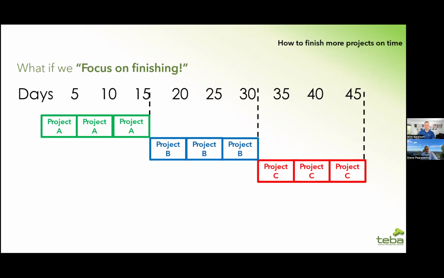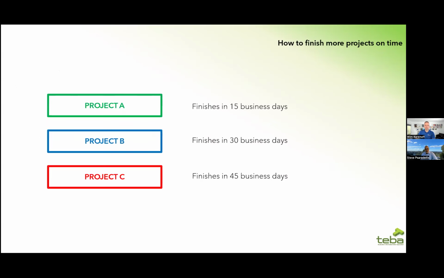These are the exact same projects. And the first one finished in only 15 days. The second one in 30. And funnily enough, the third one finished in 45 as well. So what's the average? The average is now 30 days. And all we changed was we stopped starting projects and we focused on finishing projects. Same resources, same projects, same timeframes.